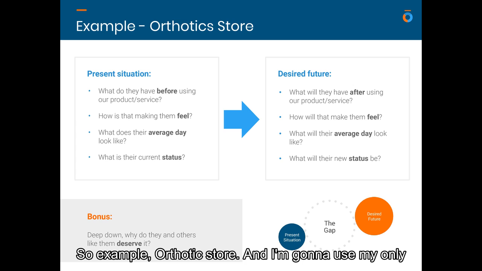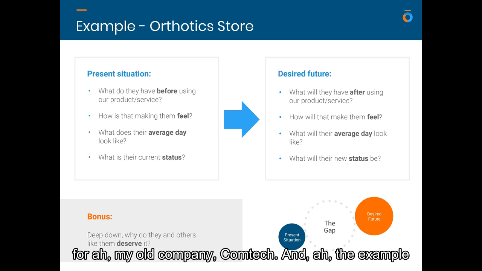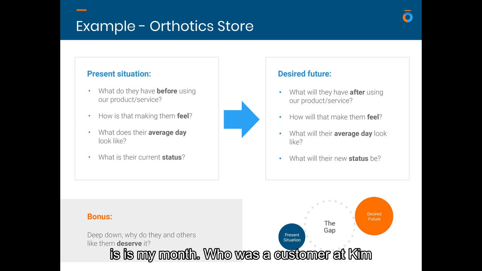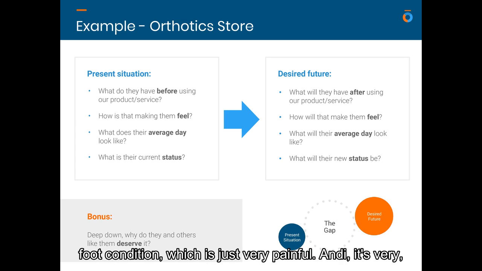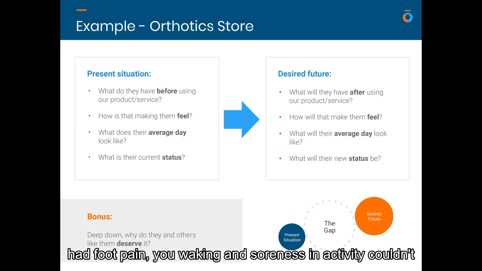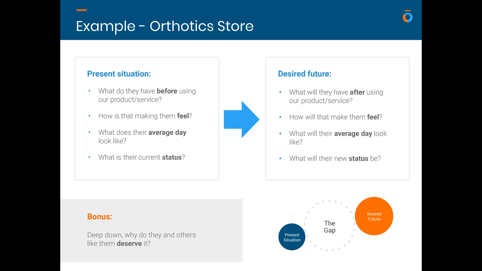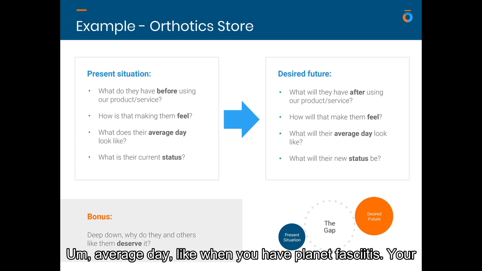So example, orthotic store. And I'm going to use my own example here because I spent so many years thinking about this for my old company, Kintech. And the example is my mom, who was a customer at Kintech. So my mom had plantar fasciitis, which is a foot condition which is just very painful, and it's very, very common. A lot of people get it. So what did she have before? Well, she had foot pain, weight gain, soreness, inactivity, couldn't go for walks. How did that make her feel? She was in pain, a loss of freedom, aging, worried, frustrated.